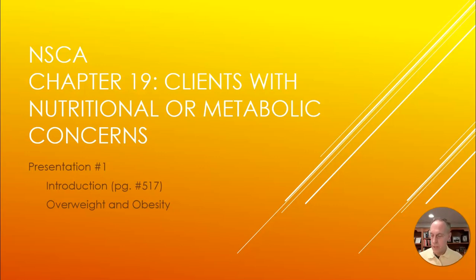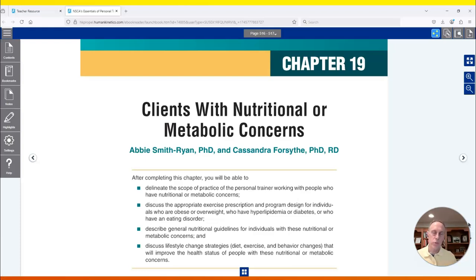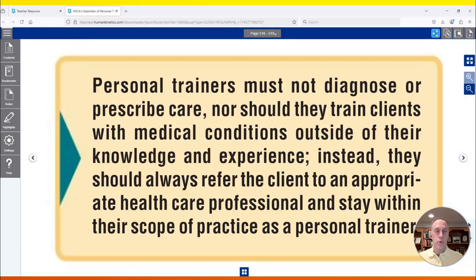Okay, here we go. This is NSCA Chapter 19, and we're talking about clients with nutritional or metabolic concerns. Specifically, the book will go into clients who are obese or overweight. Here are some takeaways from the book noted if you look on page 516 and 517 of your book, you'll see scope of practice is highlighted, appropriate exercise prescription, nutritional guidelines, for example, and then lifestyle strategies for the individual.